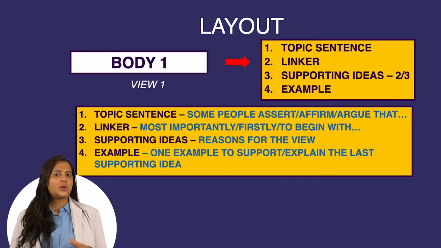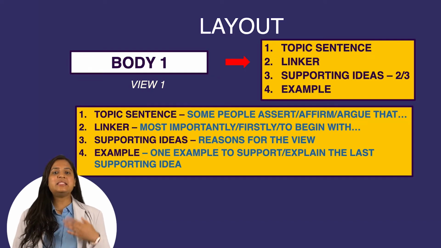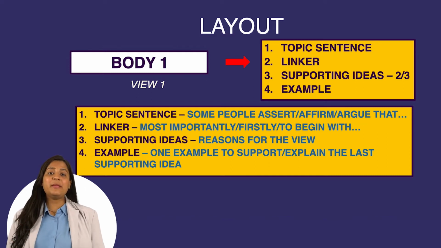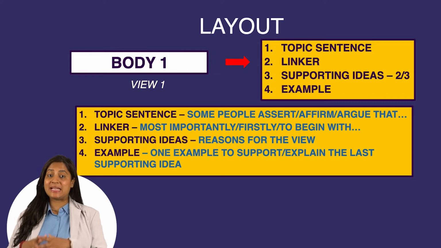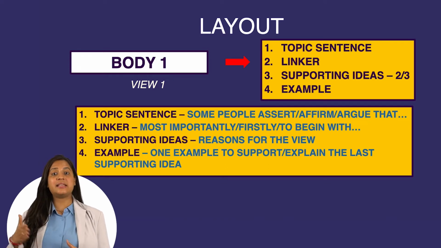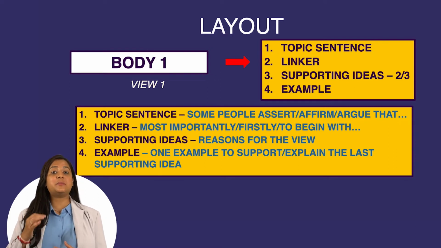Now, let's focus on the layout of body 1. It has 4 elements: topic sentence, linker, supporting ideas, and an example. The body paragraph commences with a topic sentence such as: some people assert or argue that museums should allow visitors without any charge. Then a linker such as most importantly is added to indicate the beginning of supporting ideas.